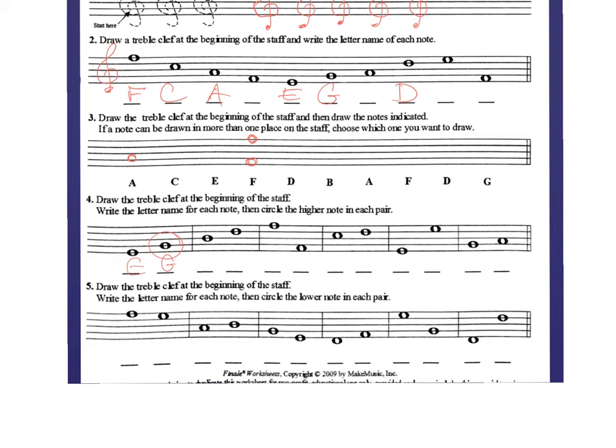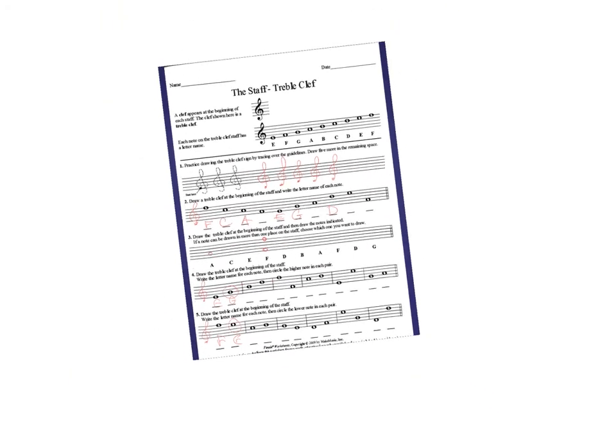Okay, number 5, write the name for each note, then circle the lower note in each pair. So same thing, just circling the lower note. Now, keep in mind, I still want you to keep drawing in these clefs like it asks you to. Make sure you read all of the instructions. Okay, that is the treble clef sheet.